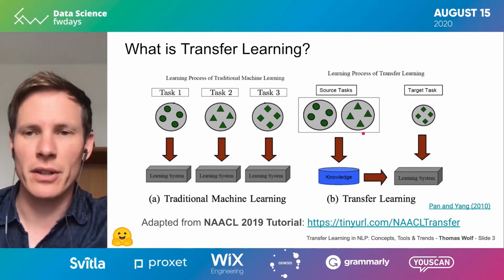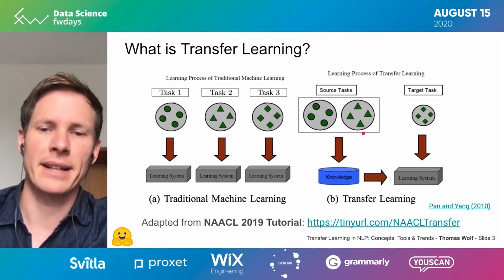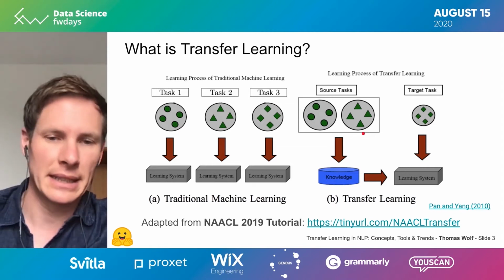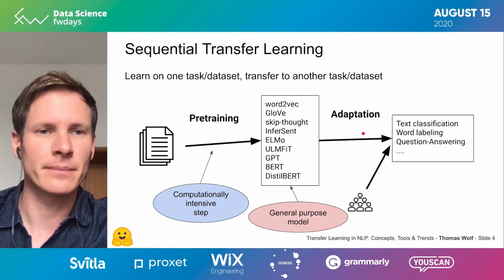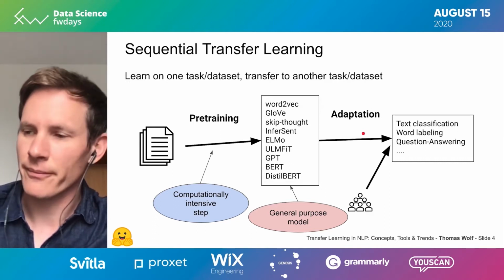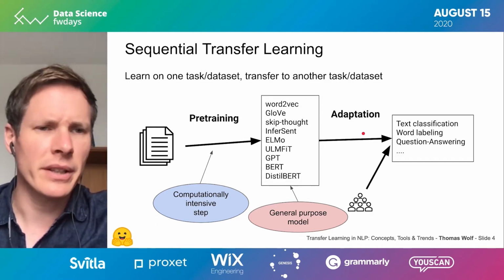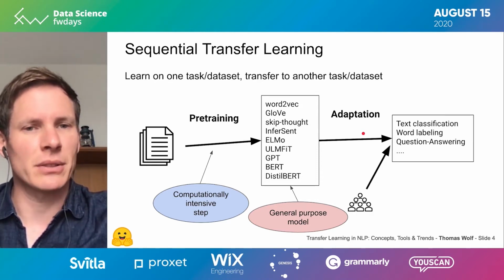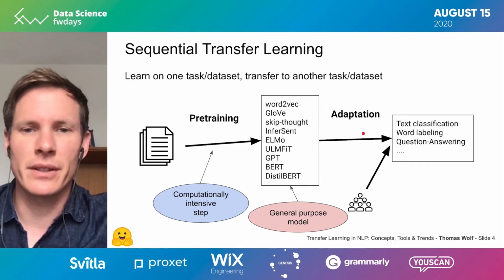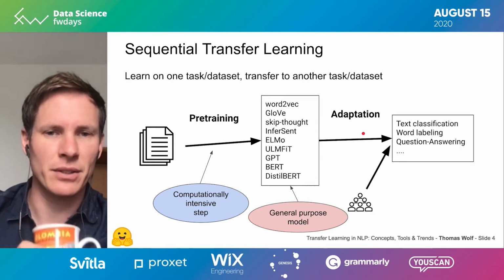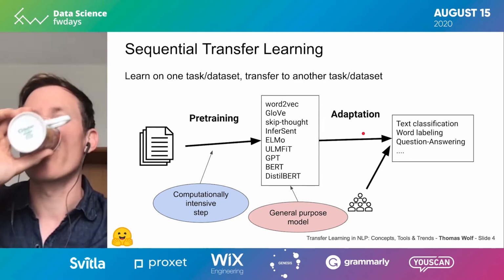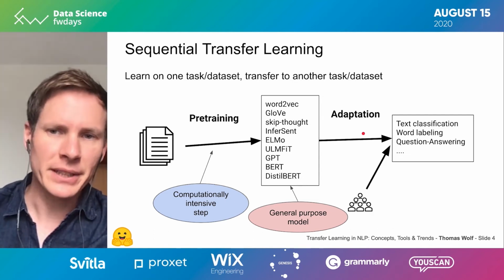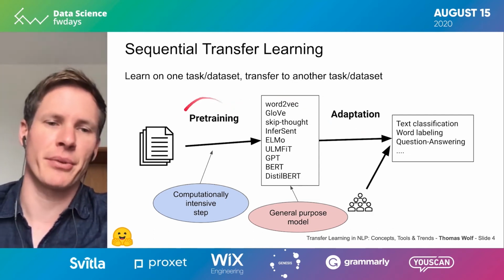So transfer learning is one idea to try to apply that in machine learning and in particular in NLP. There are various ways to do transfer learning, but one standard way nowadays is called sequential transfer learning. It involves a sequence of operations, and the first one is called pre-training.